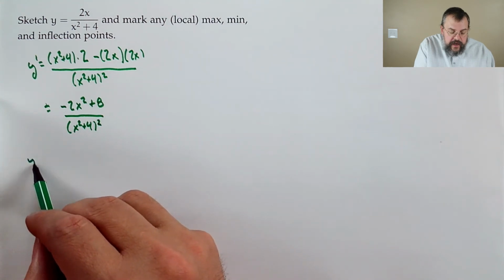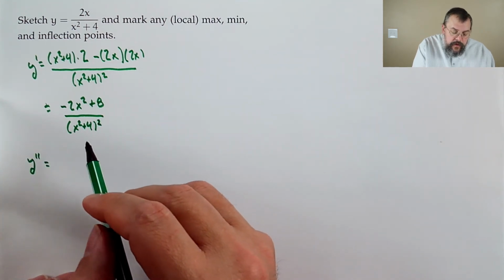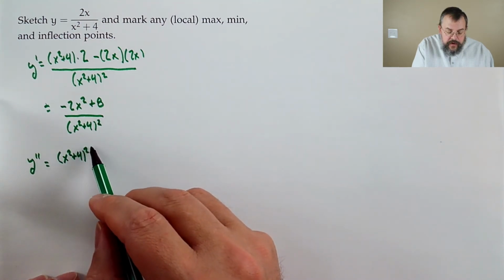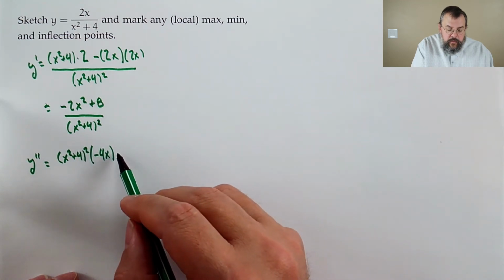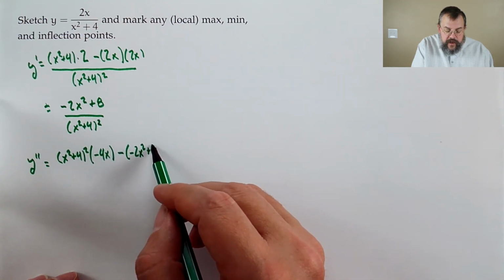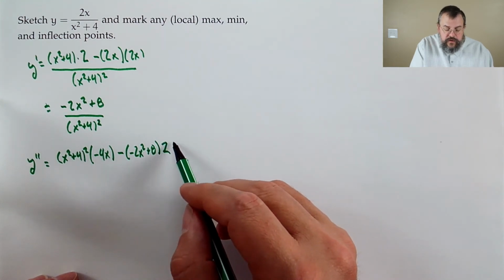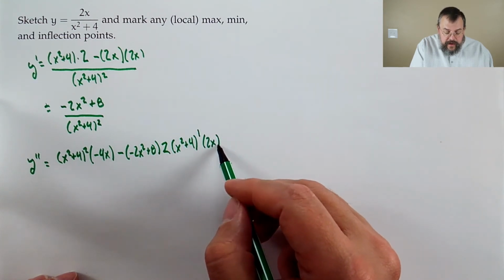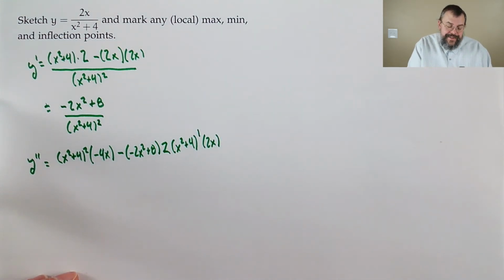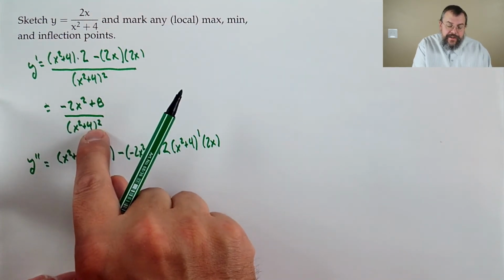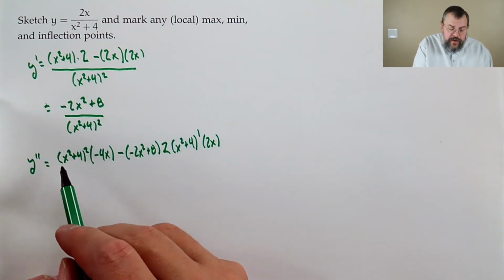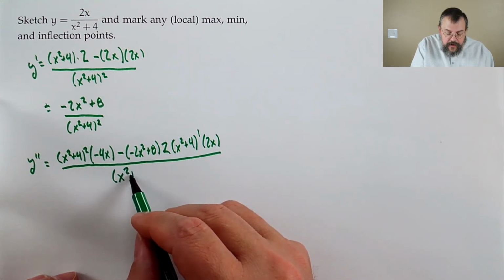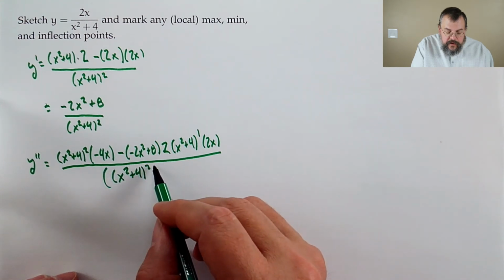So the second derivative will be what? Well, the bottom, x squared plus 4 squared, times the derivative of the top, minus 4x, minus the top, minus 2x squared plus 8, times the derivative of the bottom, 2 times x squared plus 4 to the 1, times the derivative of the inside, 2x. All right, good. See, it's a function, x squared plus 4, inside a function, square. So you've got to make sure you get all your levels of the chain rule, all of your little pieces of onion. Over the denominator, your bottom term, squared.